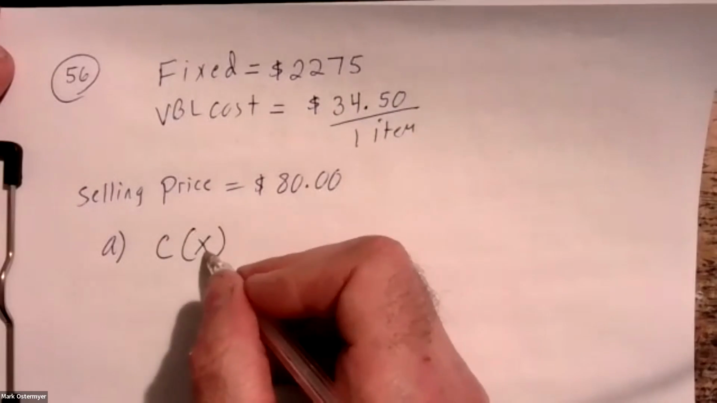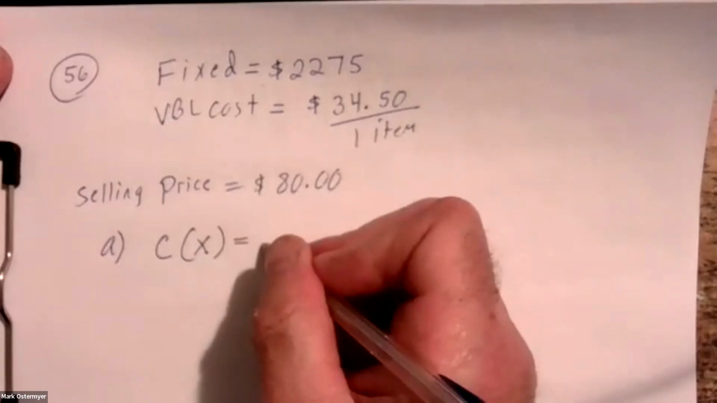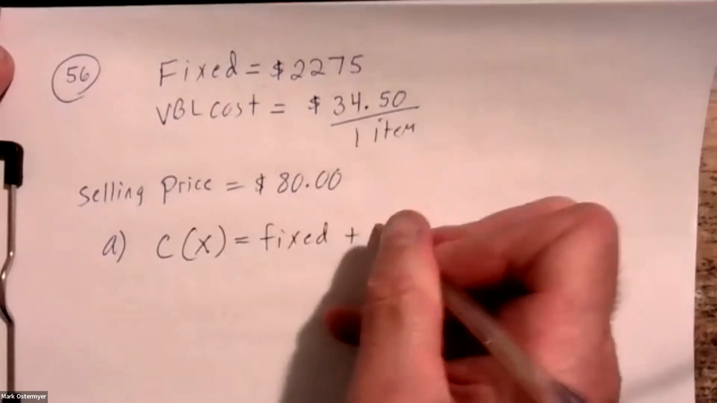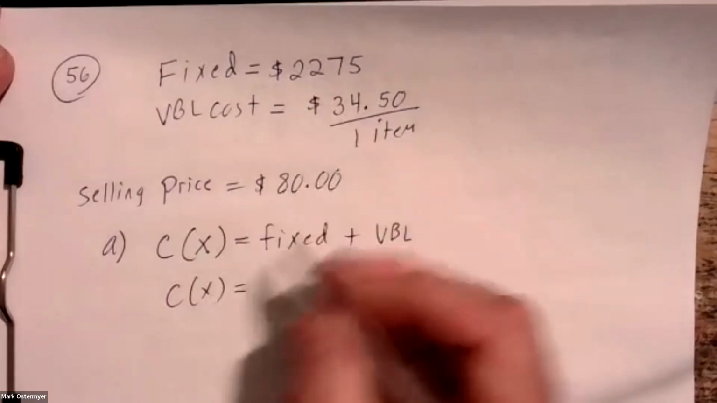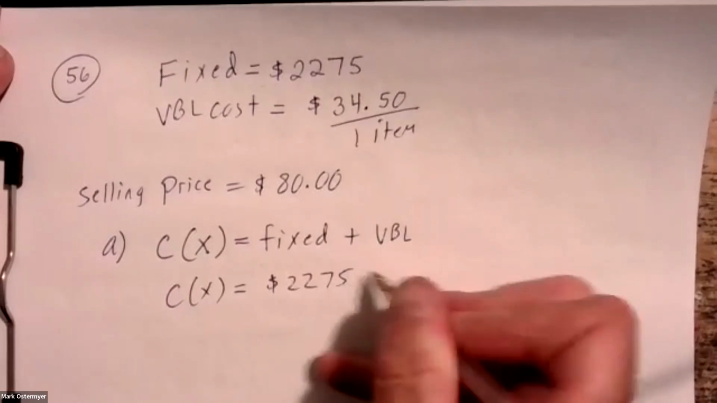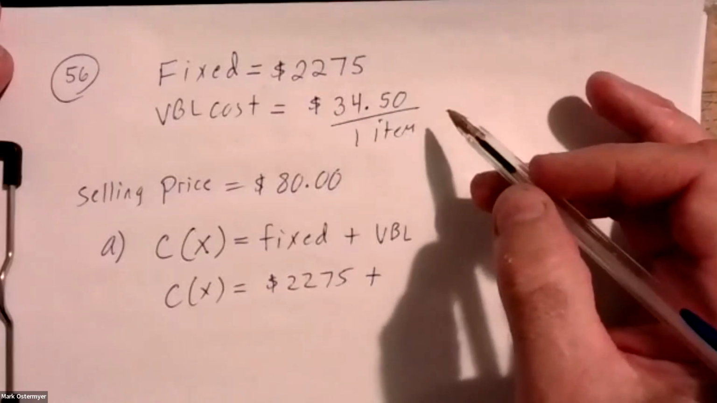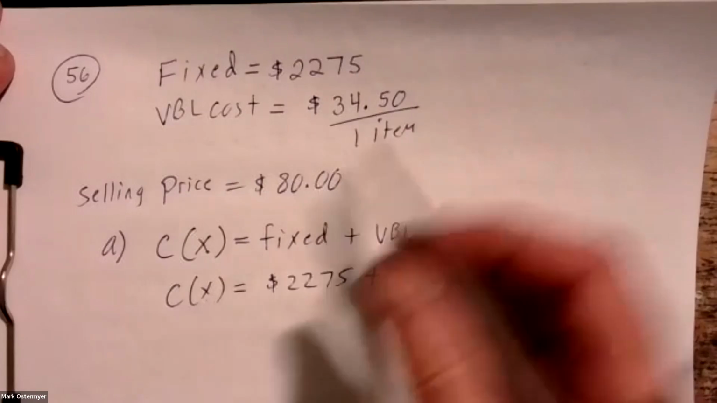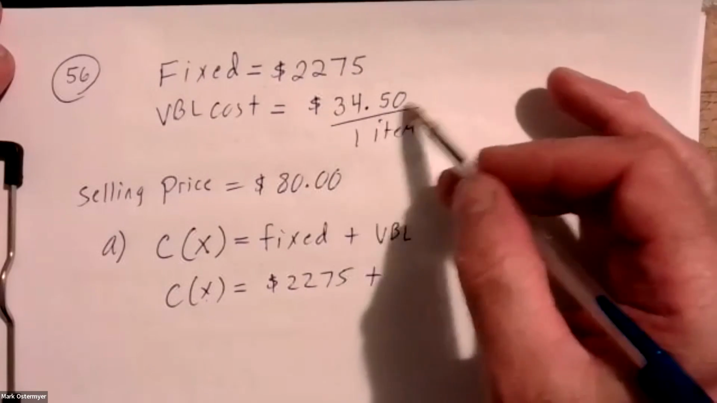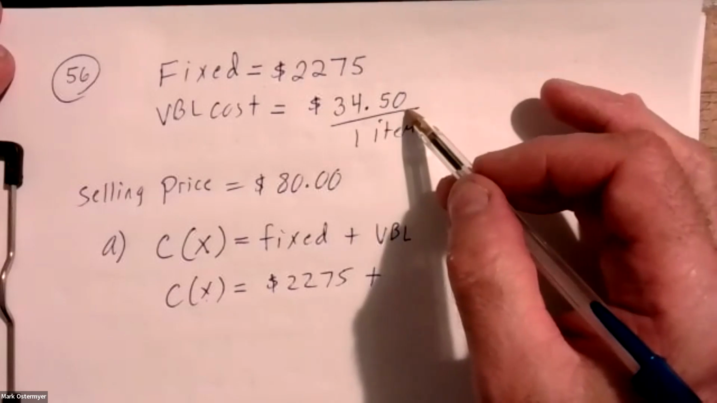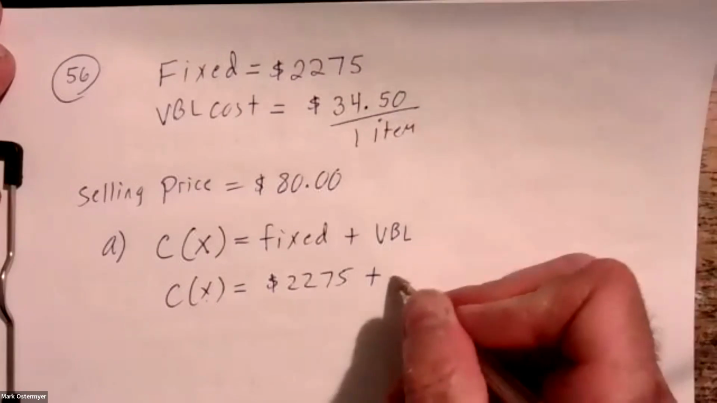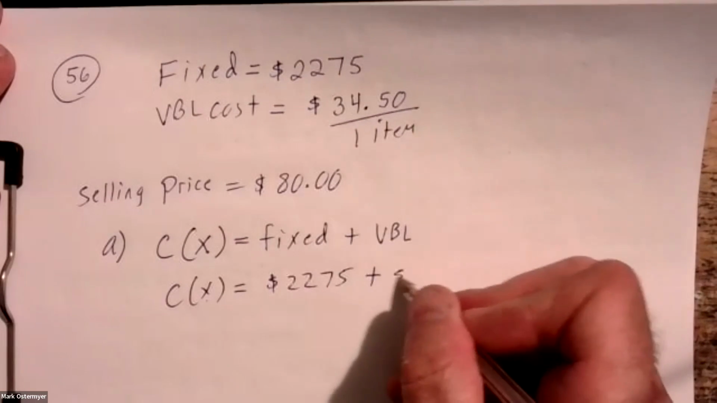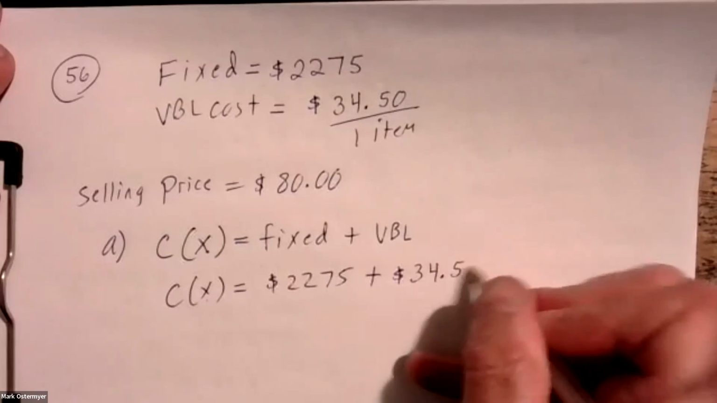Well, my linear cost of producing X of these widgets is going to be a fixed cost plus a variable cost. What's my fixed cost? My fixed cost is this $2,275, plus my variable cost. If I produce X items, each item is going to cost me $34.50. So the cost I'm going to incur in producing X items is $34.50 per item times X items.